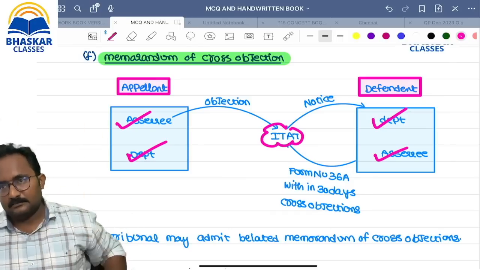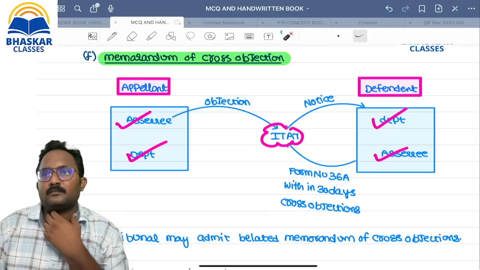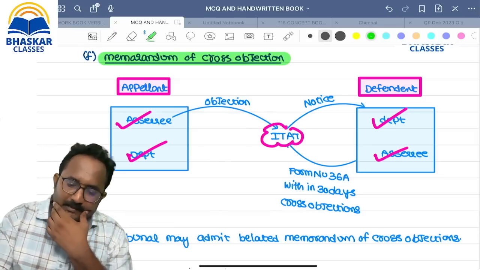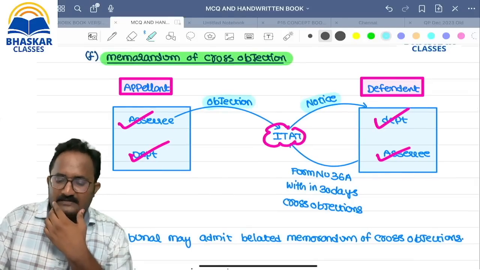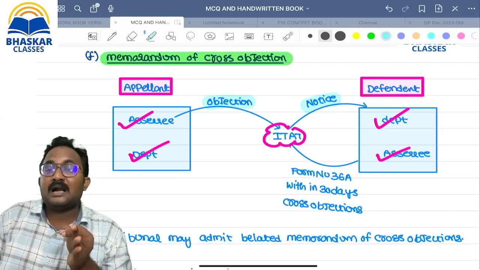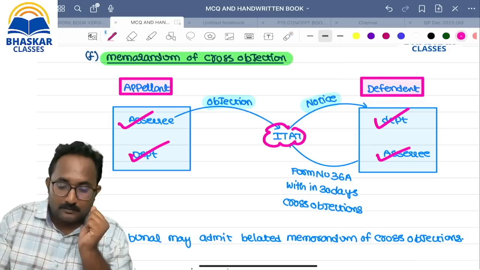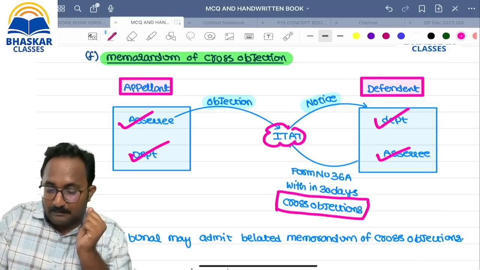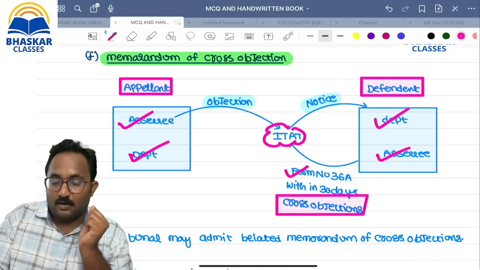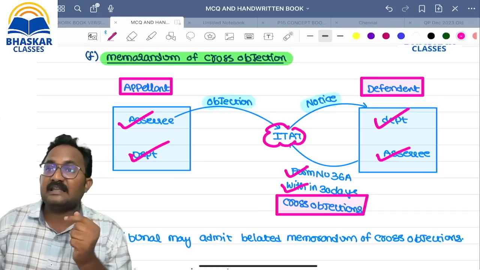That means opposite person. Sir, always the applicant will say some objections. Now, ITAT will send the notices to whom? Defendant. The defendant needs to give the cross objections. Whatever objections they file, the defendant needs to give cross objections in Form number 36A, within 30 days. In order to file this memorandum of cross objections, is there any fee?